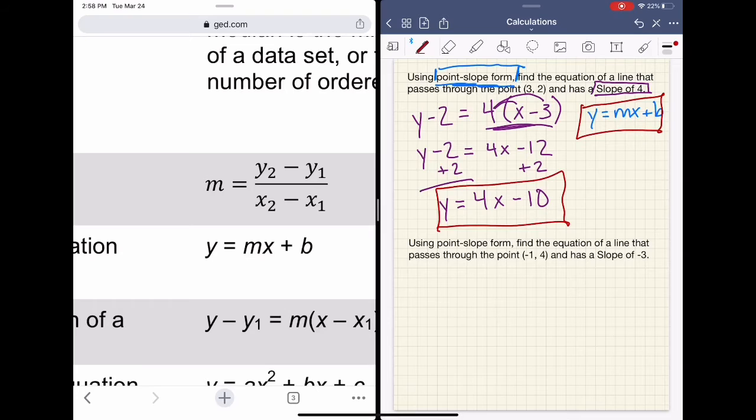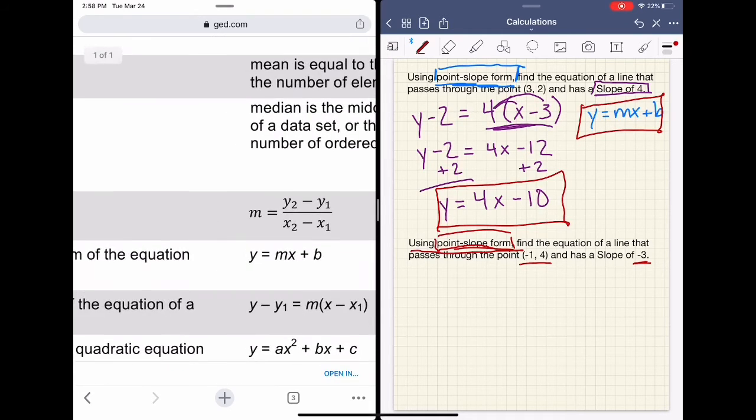So let's go on to our next one here. Using point-slope form, again, we're using point-slope form on this question. We're going to find the equation of a line that passes through the point negative 1, 4 and has a slope of negative 3. So even if this question didn't say using point-slope form, the fact that we're given a point and a slope kind of indicates that you would use point-slope form to figure this out. If you're given a y-intercept and a slope, then maybe you would do slope-intercept form because that would be easiest to plug into the equation.